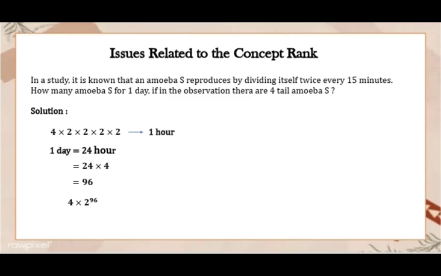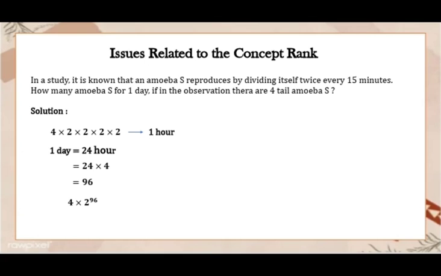Again, here there is a problem. Namely, in a study, it is known that an amoeba reproduces by dividing itself in two every 15 minutes. How many amoebas are there after one day, if in the observation there are 4 amoebas at first? Solution. We have the model here. At first there were 4 amoebas, and I was asked how many amoebas there were after one day.